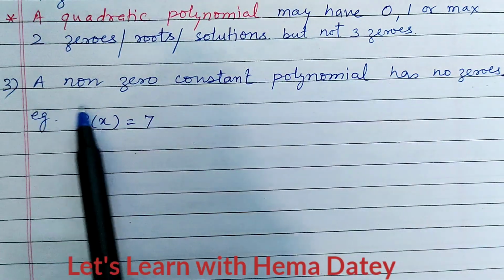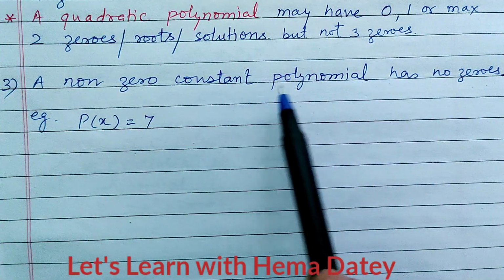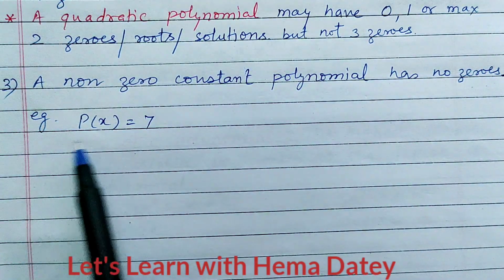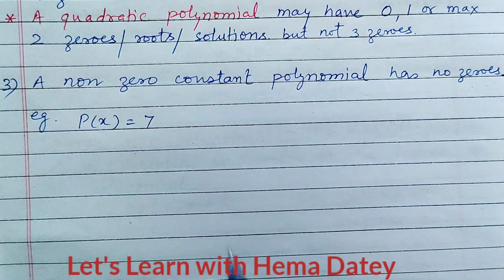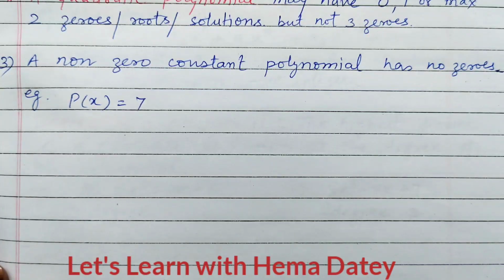Third property, a non-zero constant polynomial has no zeros. Example, p(x) equals 7. So it is a constant polynomial, there is no x.